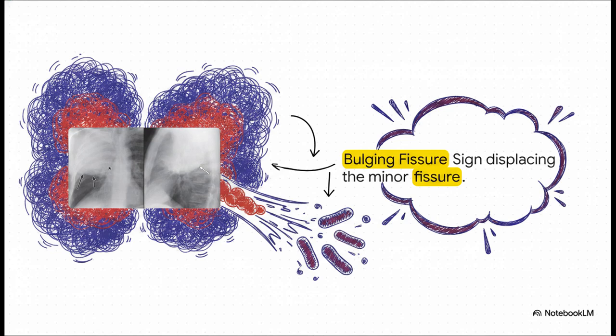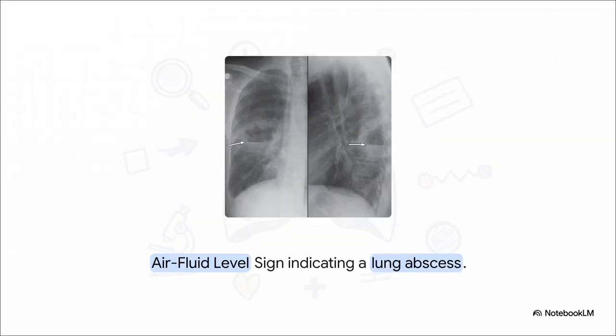What's happening anatomically is the infection produces such a massive amount of heavy inflammatory exudate that it physically weighs down the lung lobe, bulging that fissure right out of its normal place. Now, check this out.